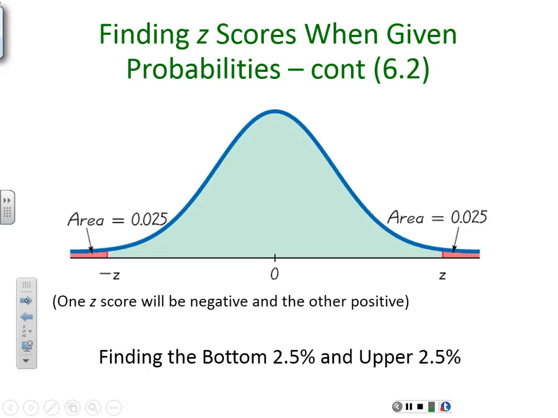Let's look at the positive one first. Actually, let's do the easy one. Let's do the negative one first. If I'm doing the negative one, what's the area to the left of this? 0.025. So we're on the negatives, so look at your negative z-table and find the area to the left being 0.025. So looking in the body of your table, you're looking for that 0.025.